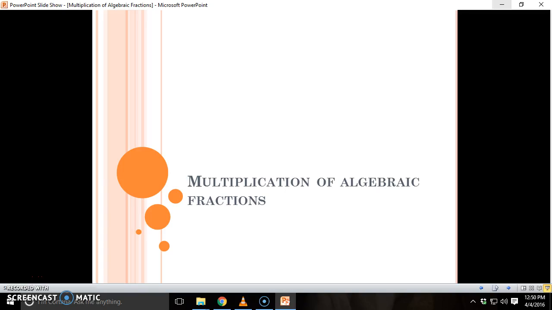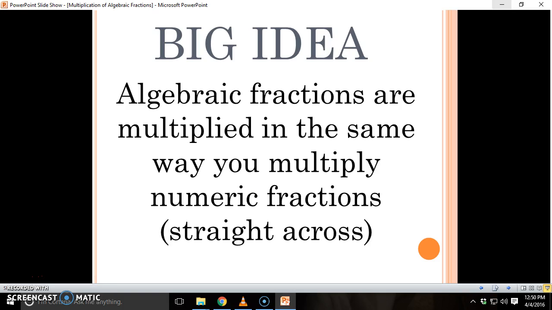So this algebra lesson looks at the multiplication of algebraic fractions. Algebraic fractions are multiplied the same way you multiply numeric fractions. You multiply straight across.